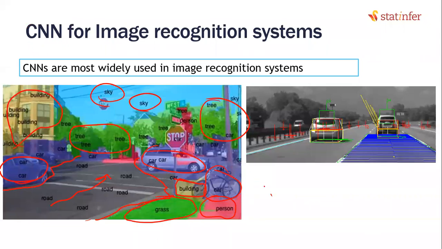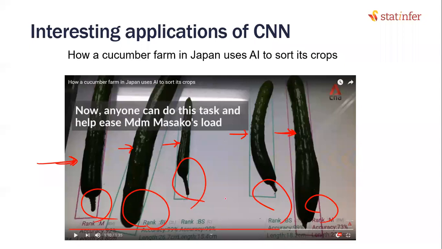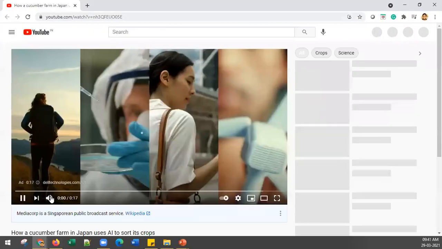The application can be as complex as this or as simple as this. Somebody used CNN to do the cucumber classification. So there are multiple types of cucumbers. Basically, his grandmother cultivates all these cucumbers. Earlier they used to do the classification manually. This is rank BS, this is rank BL, this is rank M, rank M, rank BS. So they want to do the cucumber classification. They trained the model on this data, and CNN can be used even in doing this cucumber classification.